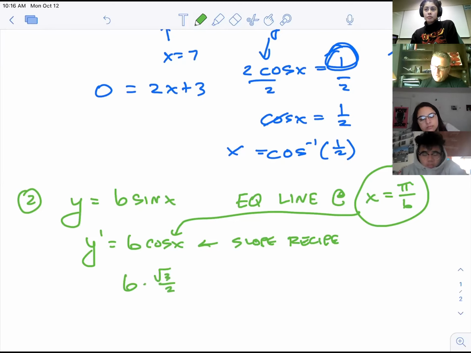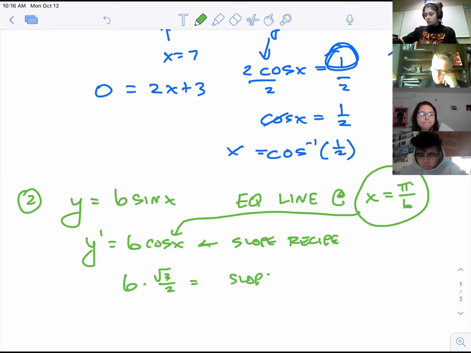On your calculator, when you take the cosine of pi over 6, it gives you some decimal, and you're not going to recognize that as the square root of 3 over 2. So be capable of doing it exactly right. It's not as easy, but you still should be able to do that. So let's see, 6 divided by 2 is 3. And so I get that my slope is 3 square root 3. Cool.